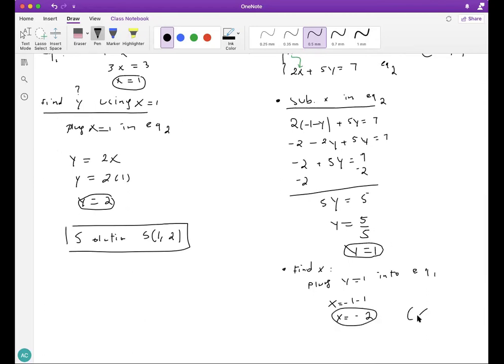We can write them together. We usually say S for solution. Start with the x first, and then the y coordinate. And that's pretty much how you solve linear equations using substitution.